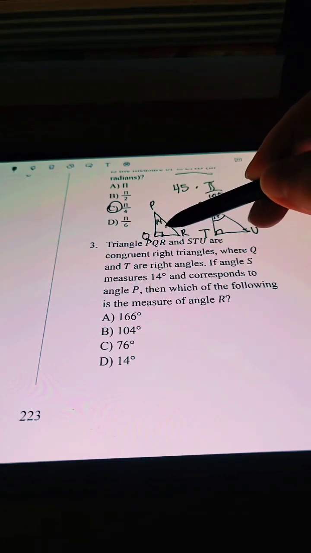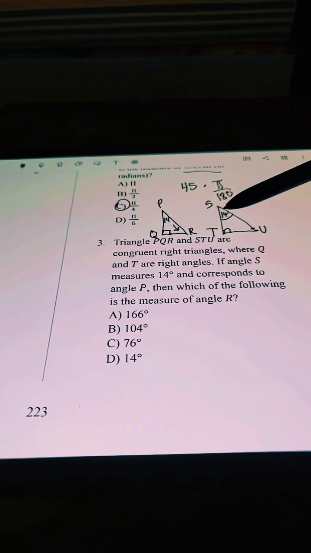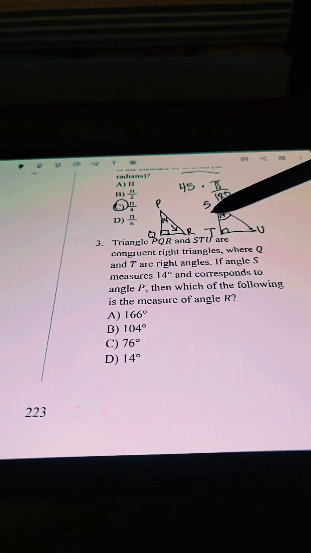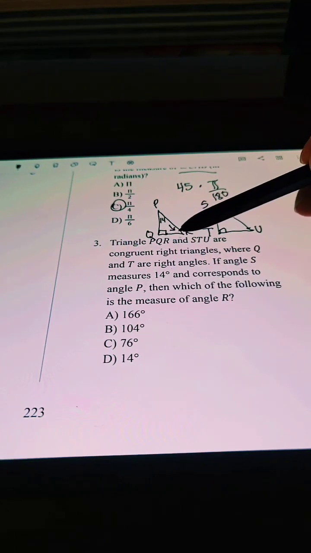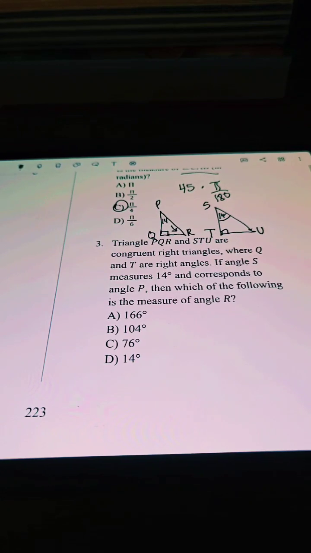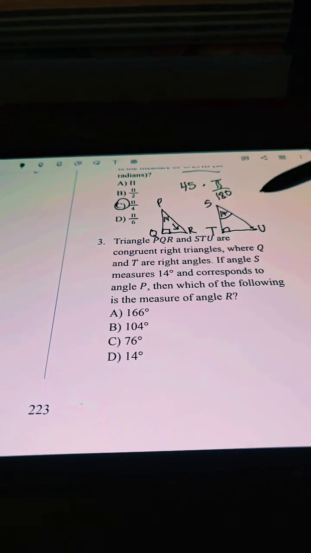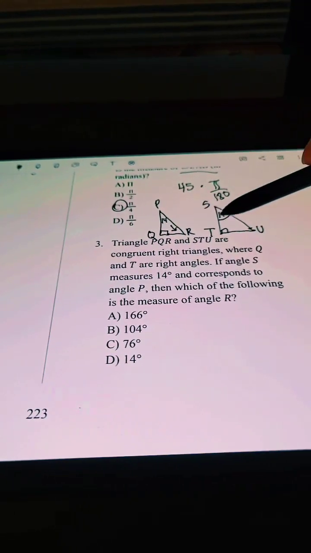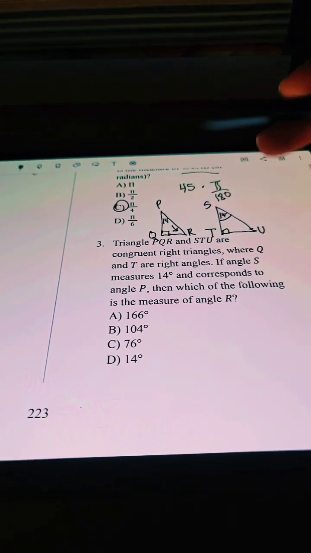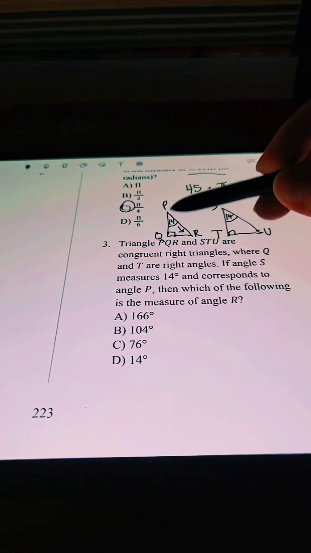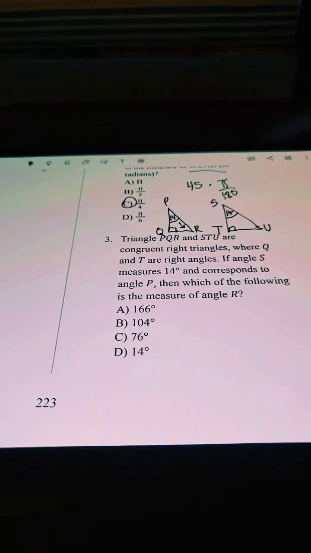So I want to know this guy right here. Well, you'll notice if these angles match, that means that these angles have to match as well. So R corresponds to U. I mean, you could figure out what U is and then just make it equal, or you could just say I have 180 degrees in my triangle over here and then solve for R. That's what I'm going to do.